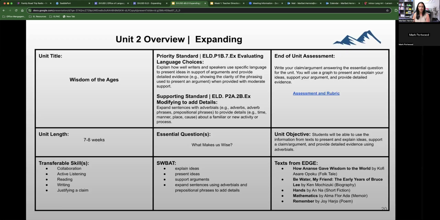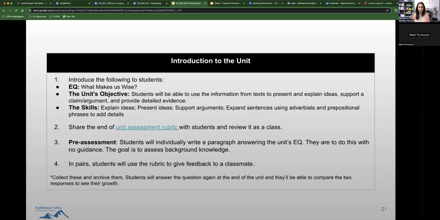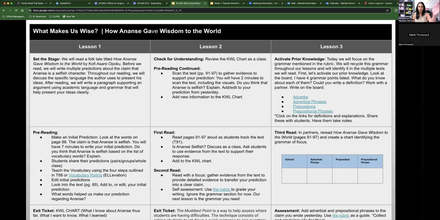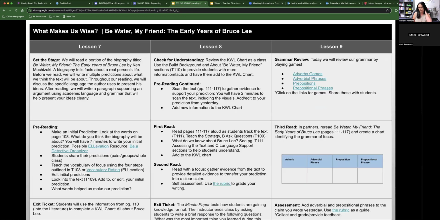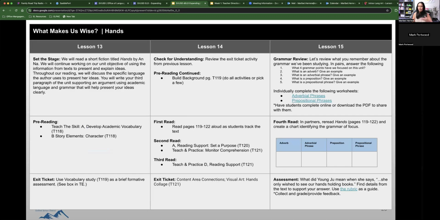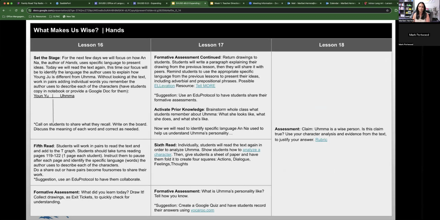Cool. Well, that's great. And so this is unit 2, the same. Again, remember it's a formula. It just follows the same structure. The readings are different. The grammar in lesson 3 will be different in every unit. And then the assessment looks different for every unit too, because it's assessing the standards.